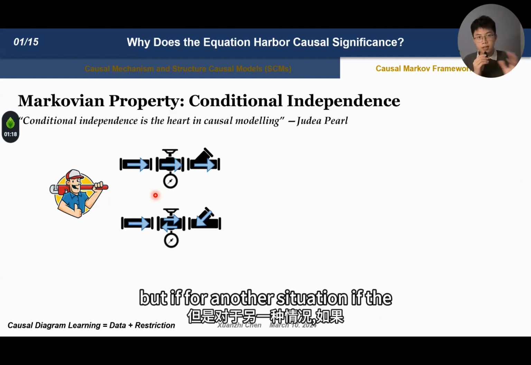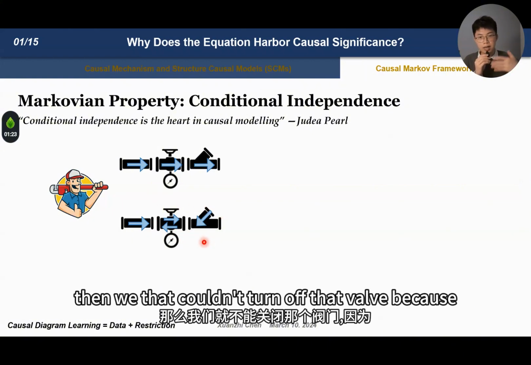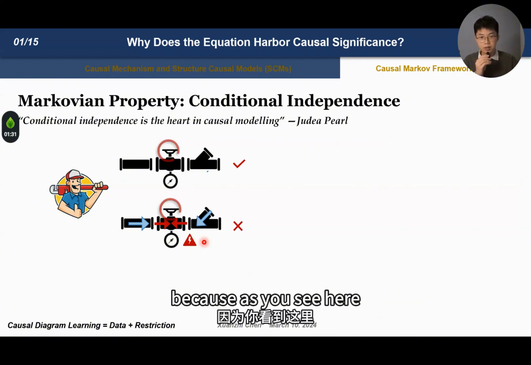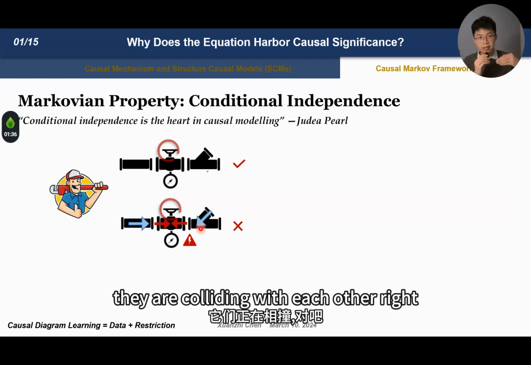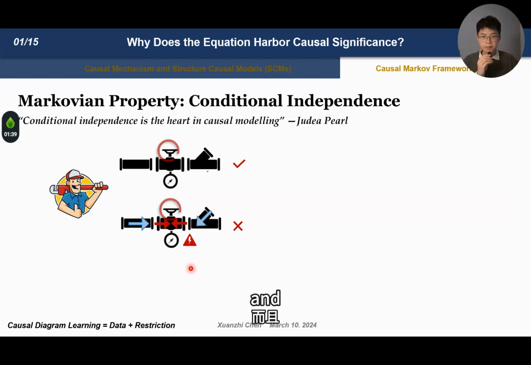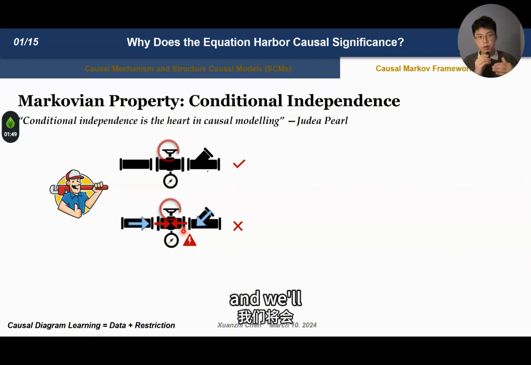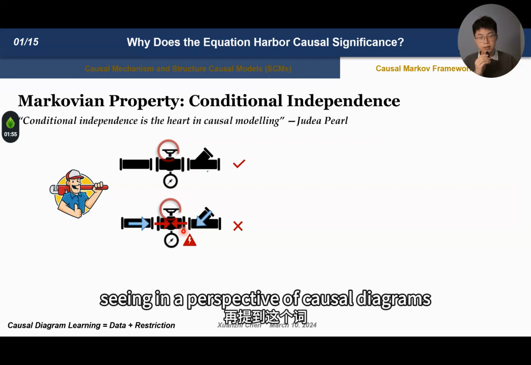But in another situation, if the flow of water goes like this, then I couldn't turn off the valve, because this time it might be a bit dangerous, right? As you're seeing here, two flows of water are colliding with each other. May I have your attention here? This structure, this junction in the pipe, is sort of like a collider. And we'll mention this word in the following when we look at it from the perspective of causal diagrams.